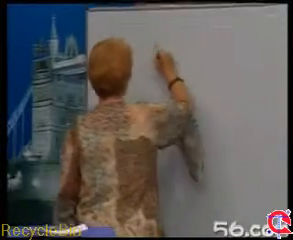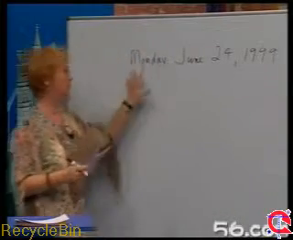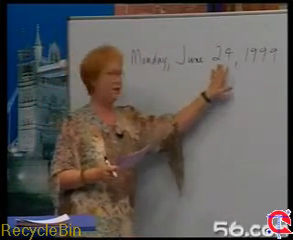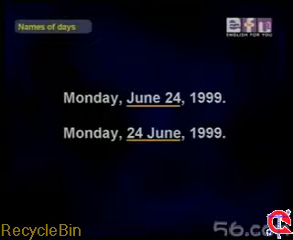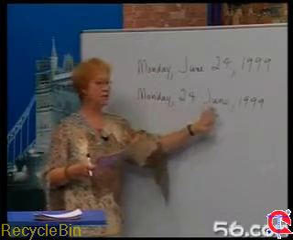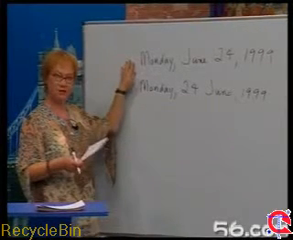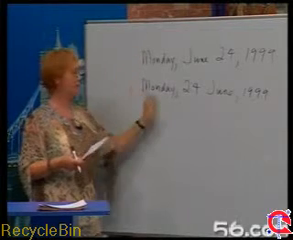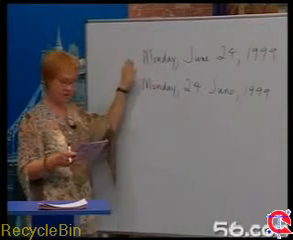Now, we can talk about complete dates in two ways. Here's one. Monday, June 24th, 1999. Okay, this is one way. Monday, June 24th, 1999. Or Monday, 24th June, 1999. Okay, again, Monday, June 24th, 1999. Or Monday, 24th June, 1999. This one is usually used in North America.